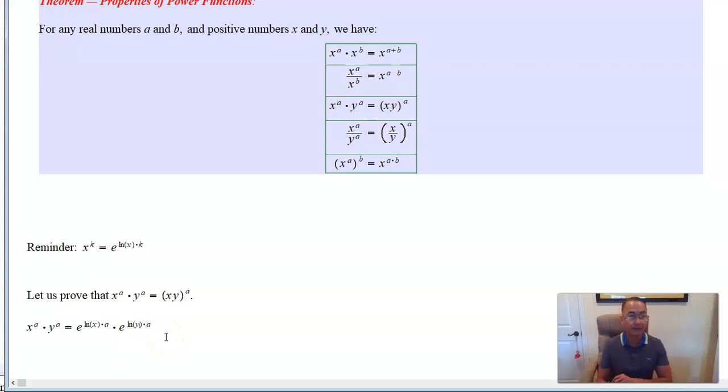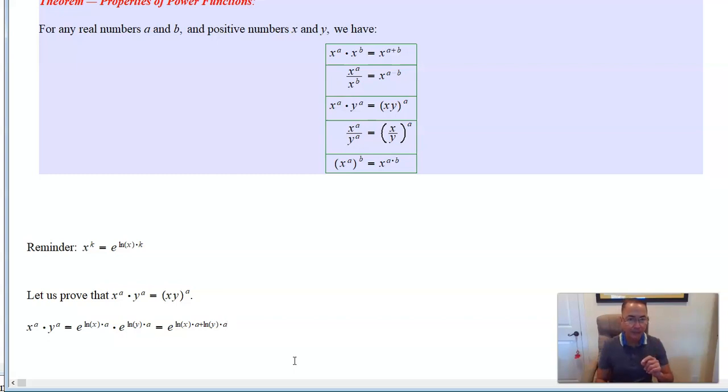And there we go. Okay, but now we have e to the something times e to something else. Okay, we have e to the u times e to the v. But we said that we have a property for that. We have e to the u, and then we have to add the second exponent. Okay, so we'll take this, and we will add ln of y times a. Okay, so we use the property of the exponential functions.